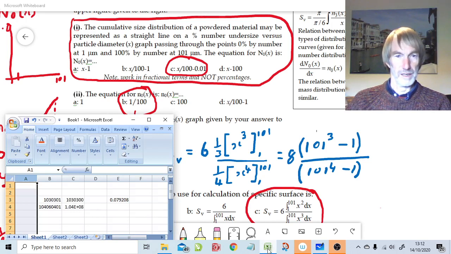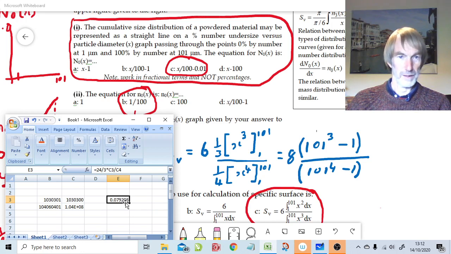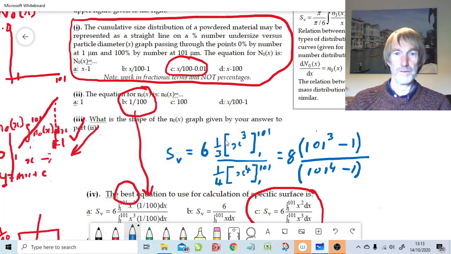which I've actually plugged into Excel because it just makes life easier to use Excel rather than a calculator when using such large numbers. So that is the 101 cubed, that is the 101 to the power 4. That's taking 1 away from those values, and then that's multiplying by 8, or 24 over 3, which is 8. So we get the value of 0.079. So if we just close that down again, don't want to save it.